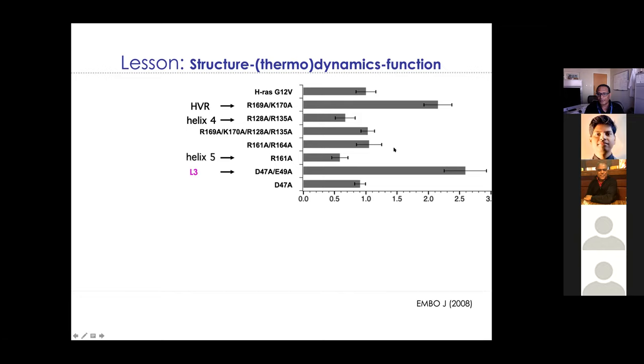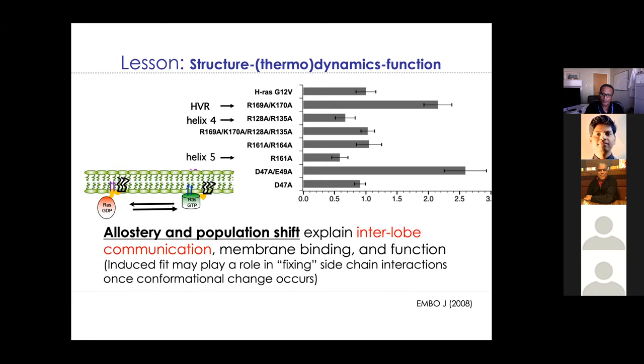And as you can see, this is phospho-ERK level, that's what they're measuring, that's the readout. Upon mutation of these HVR residues, there is this hyperactive variant. Mutation of helix 4 residues reduces phospho-ERK levels slightly relative to the constitutively active G12V variant. And a number of other mutations also turned out to have an effect on function.